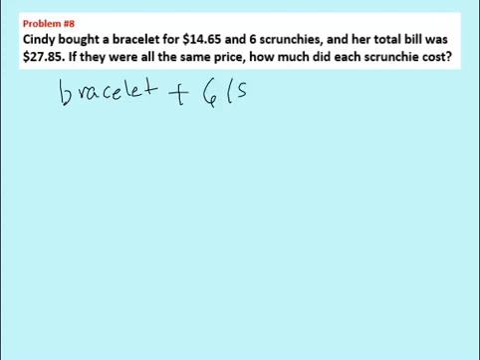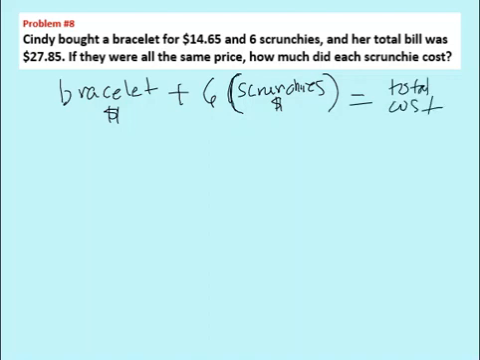So I'm going to do 6 times the scrunchies, how much they cost, and this is the cost of the bracelet. So we have the bracelet money plus 6 times the number of scrunchies, and that's going to give us her total cost, bracelet and scrunchies. So now let's see what else we know. It tells us the bracelet was $14.65, so I can put that in here, $14.65. And then it tells me, oh, her total bill was $27.85. So that's right here, the total cost, $27.85.